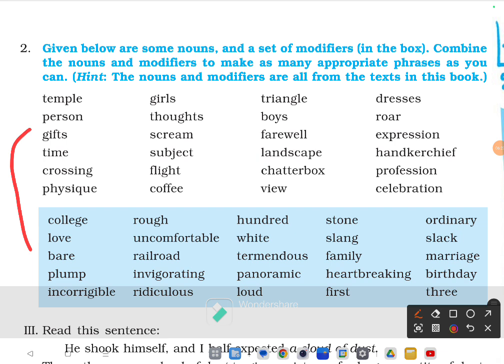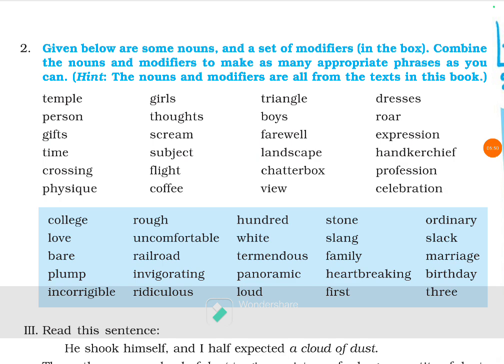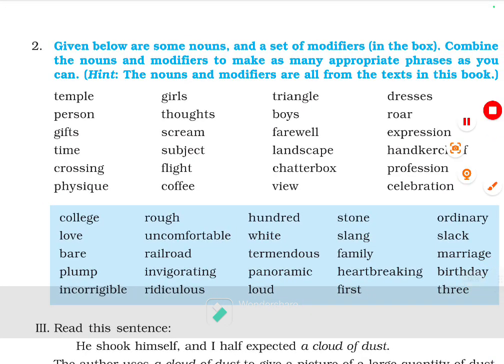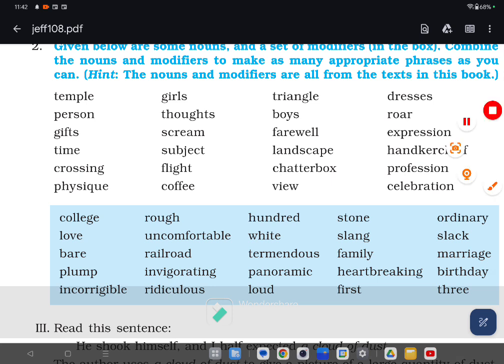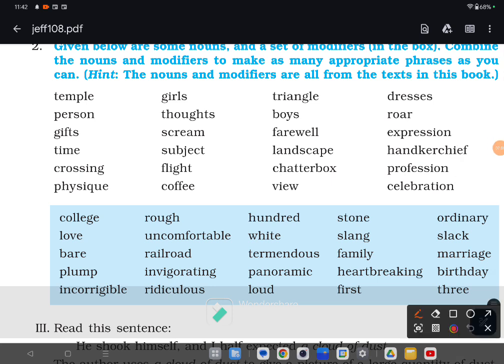So you just combine them and make phrases. Right, modifier plus noun combination. Let's see, there is a temple one. The hint is given here: the nouns and modifiers are all from the text in this book. All are taken from the text. First one, temple. Temple matches with what? To save time, I am telling you. Listen, stone temple.